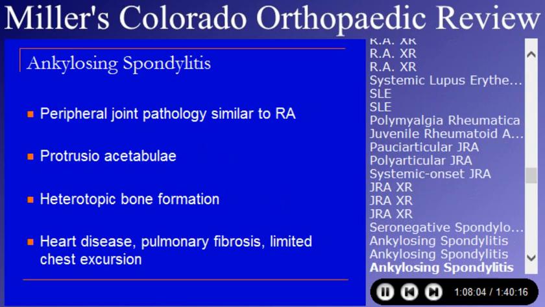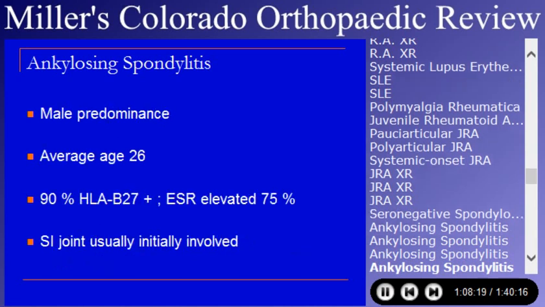The peripheral joint pathology is inflammatory, similar to rheumatoid arthritis, associated with protrusio in the hips, and there are a variety of systemic manifestations. Most are males. Average age is young. 90% are HLA-B27 positive, and the sed rate is elevated in a large majority.